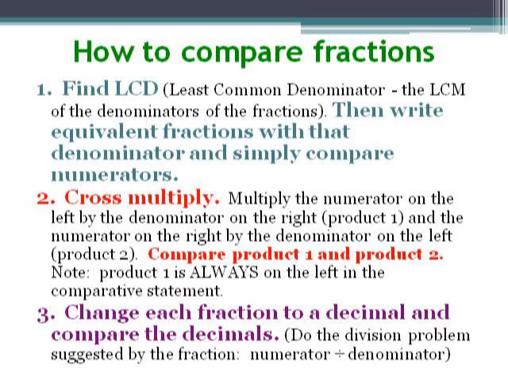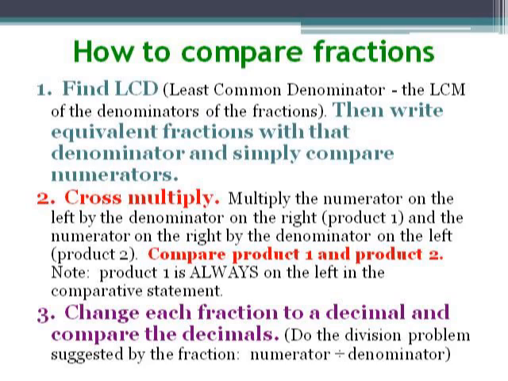The second way is to cross multiply. In other words, you multiply the numerator by the denominator on its diagonal. Okay? And you compare the two products, and whichever product is larger, then that same fraction is larger.